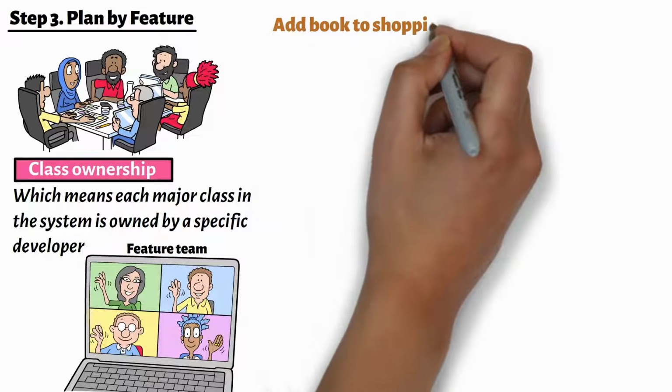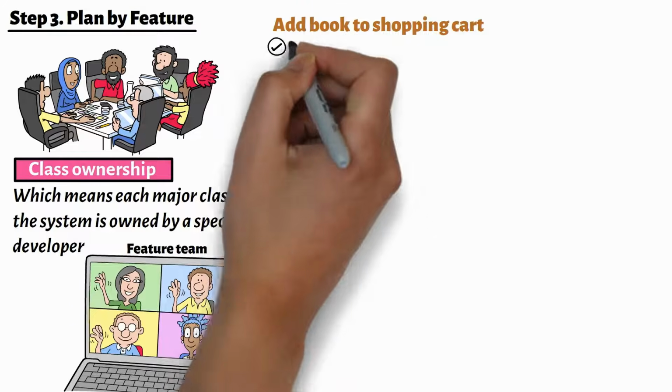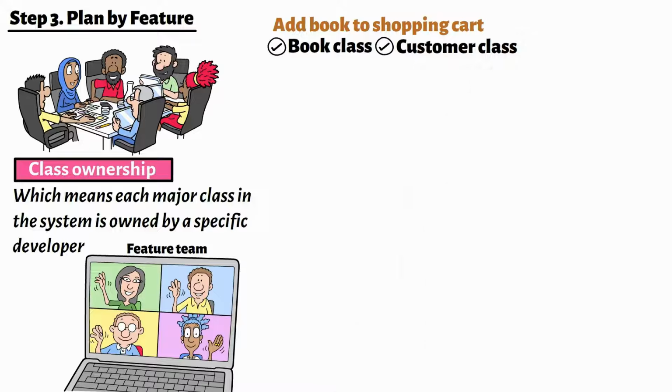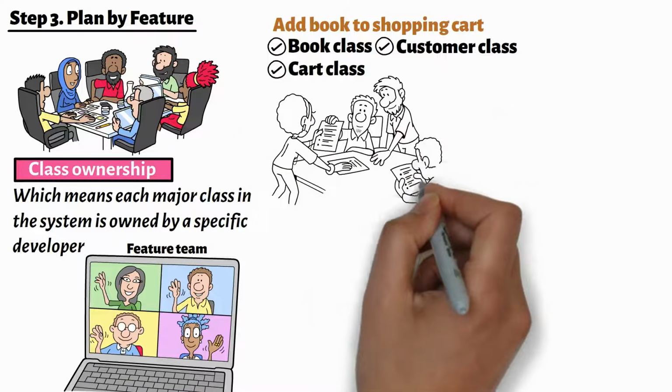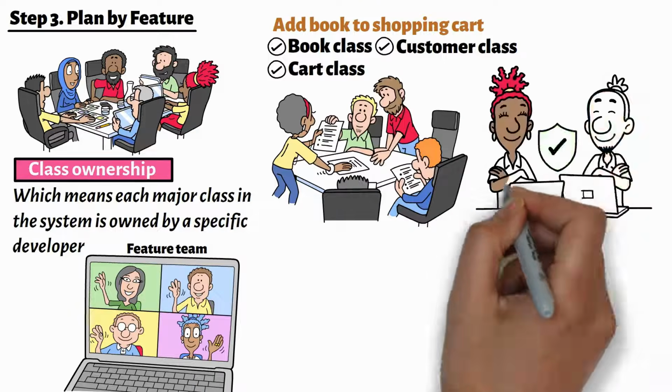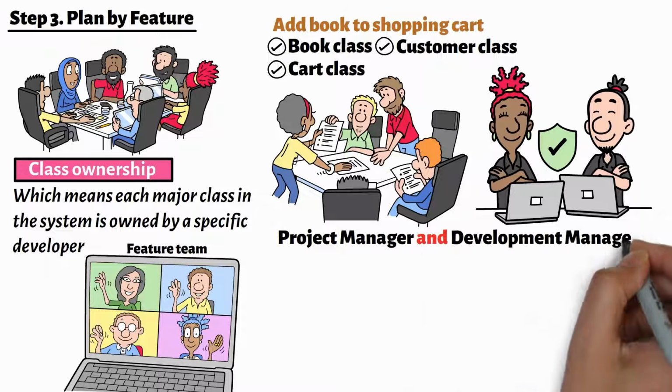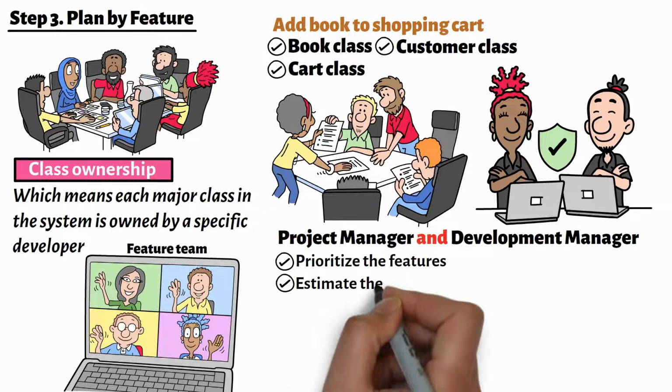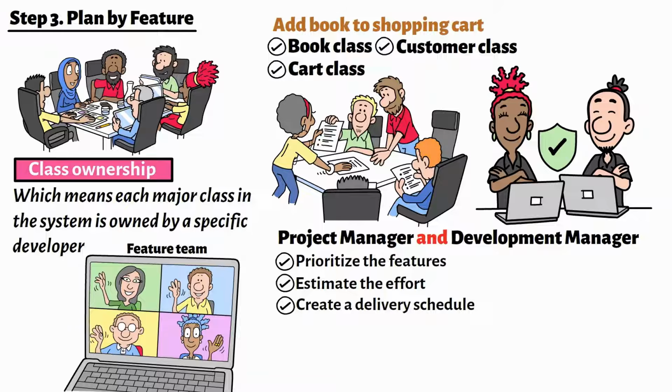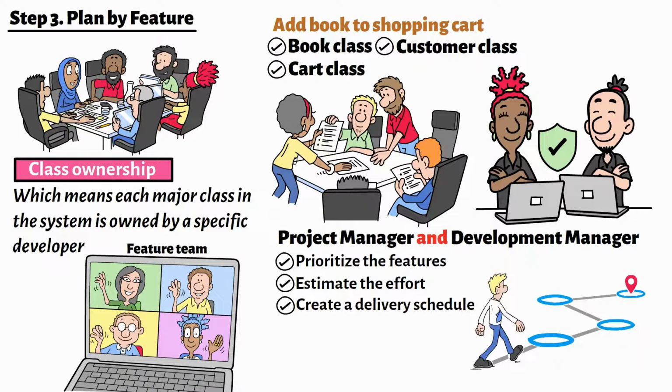For example, consider the feature Add Book to Shopping Cart. This might involve the book class, the customer class, and the cart class. The developers who own these classes form the feature team that will deliver that feature. The project manager and development manager prioritize the features, estimate the effort, and create a delivery schedule. This becomes the roadmap for the project.